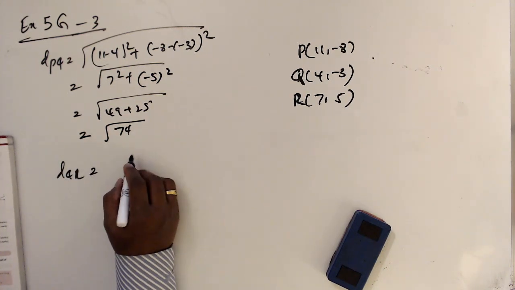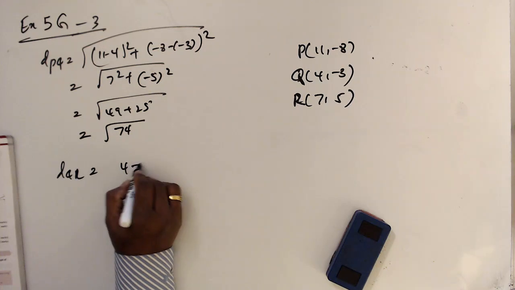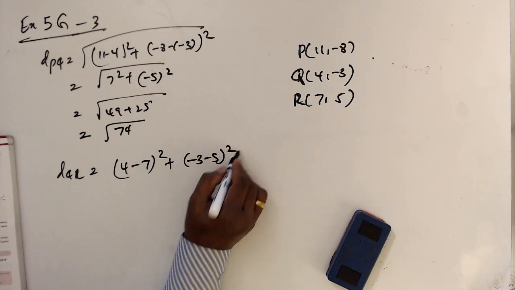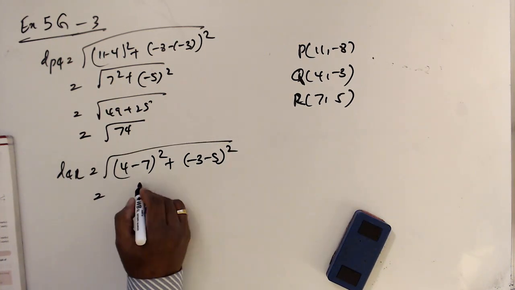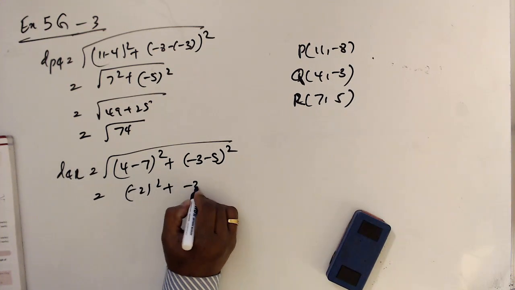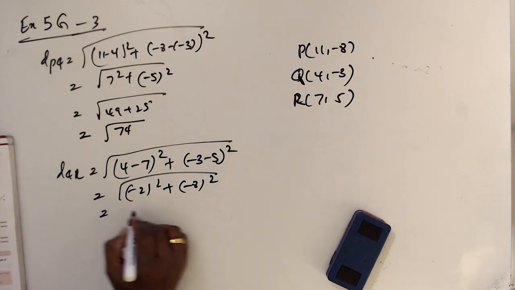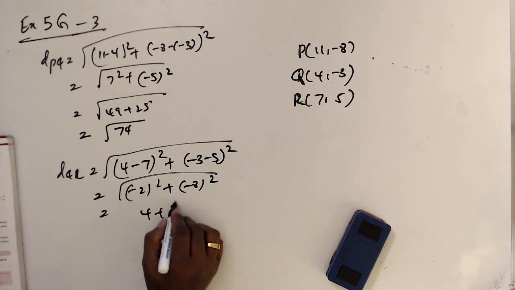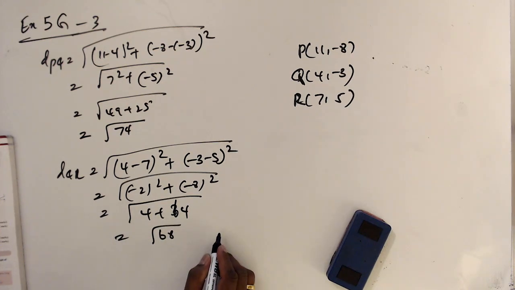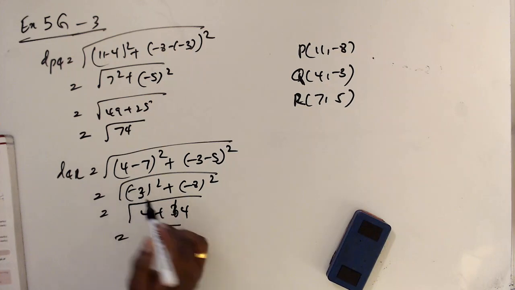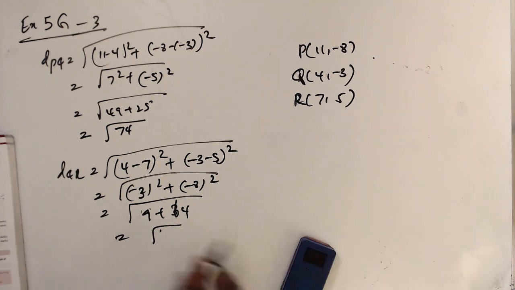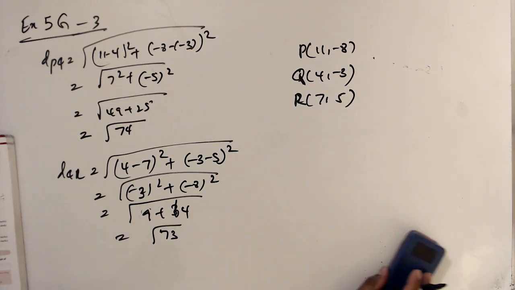dQR equals the square root of (4 minus 7) squared plus (3 minus 5) squared, the root of (minus 2) squared plus 8 squared. 4 plus 64, 68. Square root. 4 minus 3, actually this is 3. 3 squared is 9. This is going to be 73.